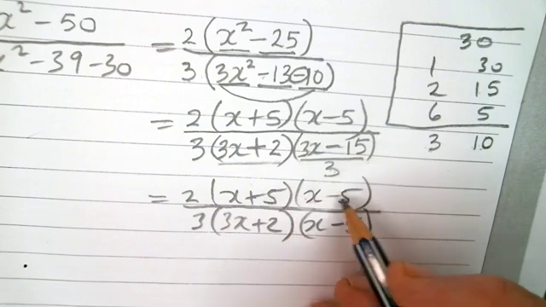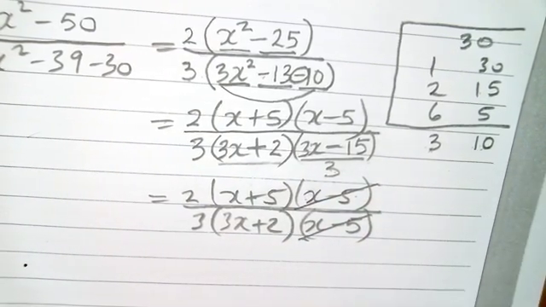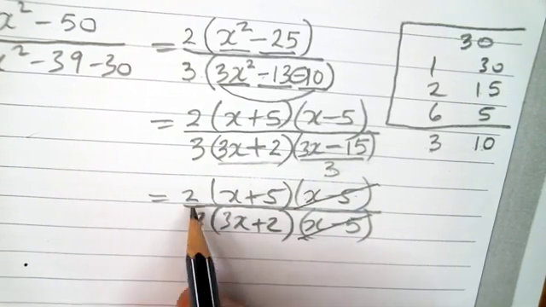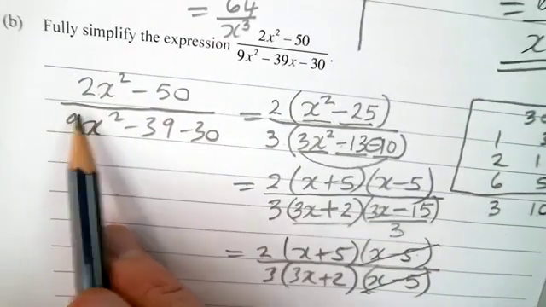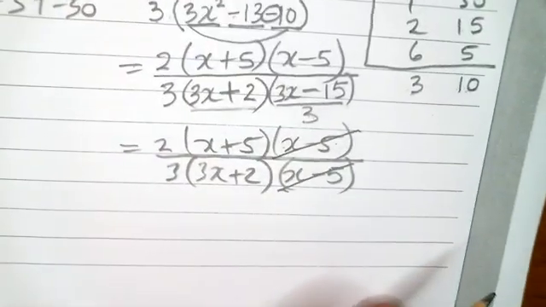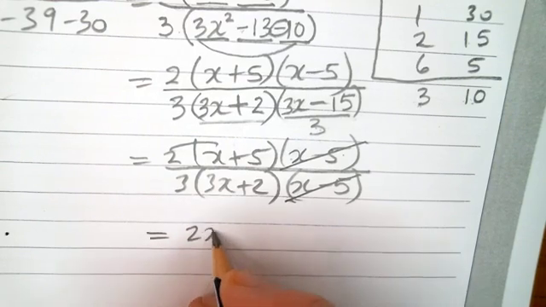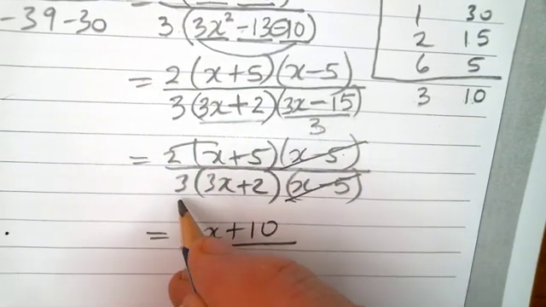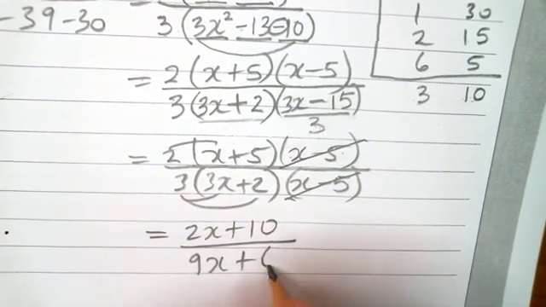So I've got x minus 5 over x minus 5. Well, x minus 5 divided by x minus 5 is 1, leaving me with all of this here. I'm very tempted to just leave it like that, but the original one was expanded. It was not factorized. So I'm going to leave it in an expanded form. So I'm going to say 2 times x is 2x, and 2 times 5 is 10, all over 3 times 3x is 9x, and 3 times 2 is 6.